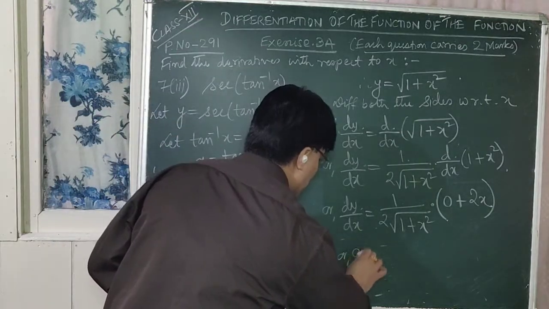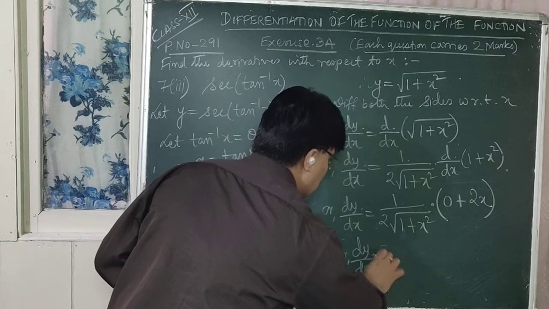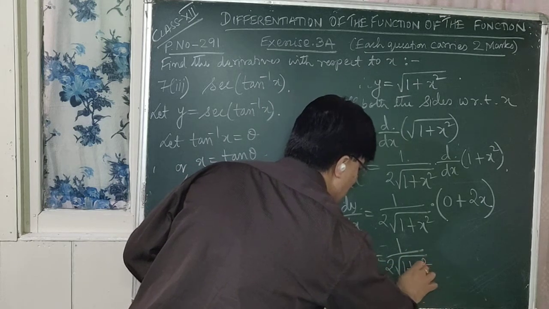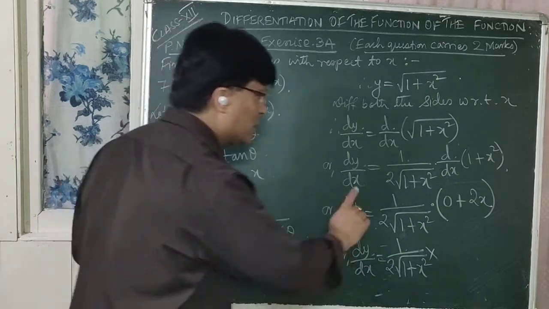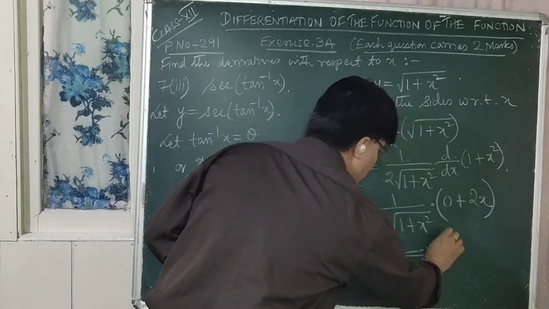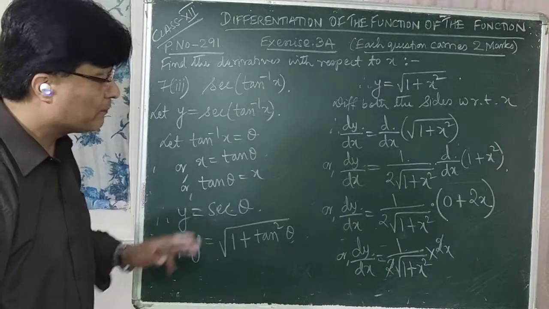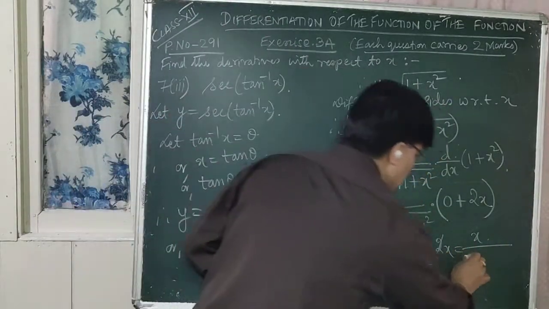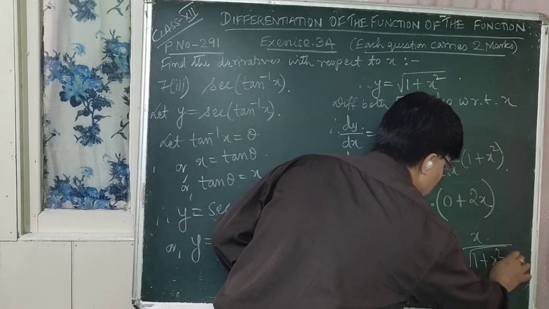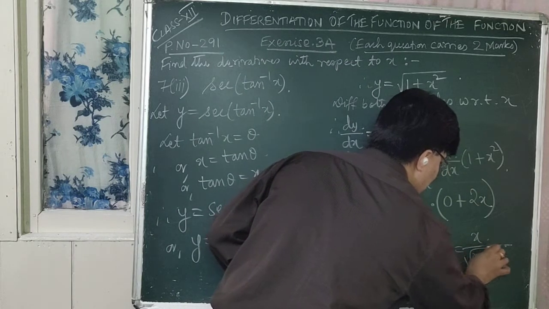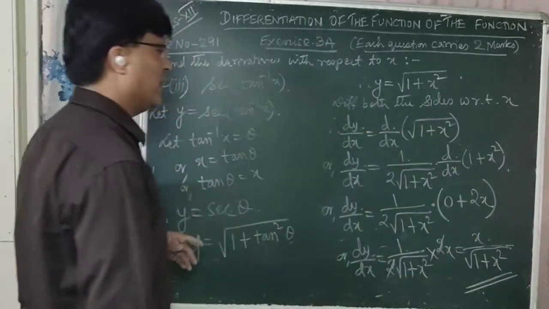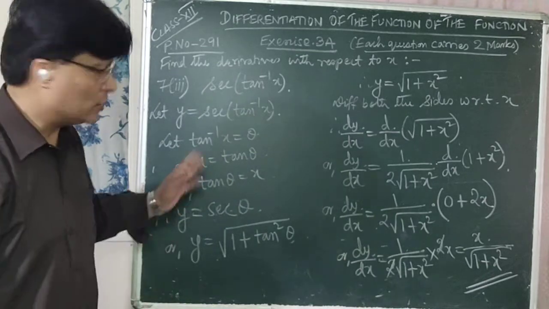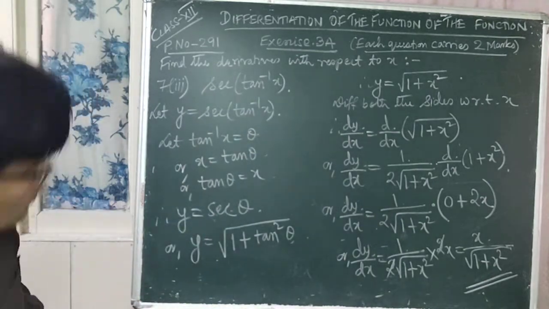So dy by dx is equal to 1 upon 2 root over 1 plus x square into, what is 0 plus 2x? It is 2x. So here 2 gets cancelled. So what is the final answer now? x upon root over 1 plus x square. This is root over, right? So this is your final answer. I think you have understood it. You can copy it. We'll do the next question now.